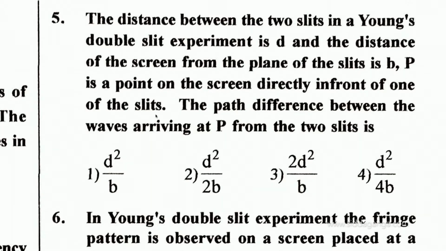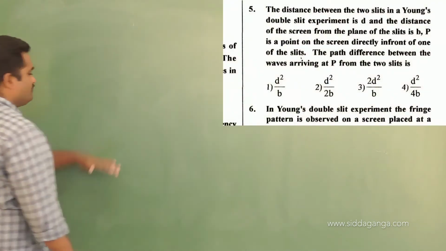Okay, so the fifth problem is: the distance between the two slits in Young's double slit experiment is D, and the distance of the screen from the plane of the slits is B. P is a point on the screen directly in front of one of the slits. Then the path difference between the waves arriving at point P from the two slits is... I will take the geometry of this problem first.